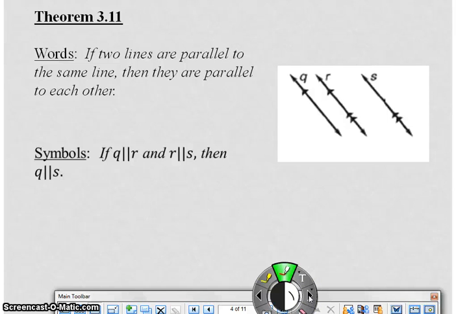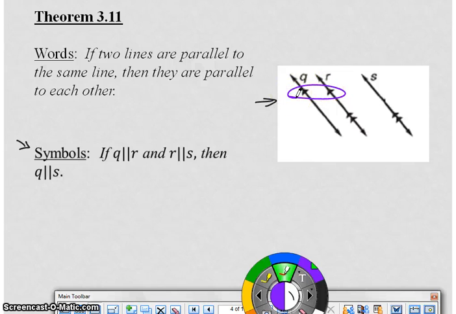Theorem 3.11. If two lines are parallel to the same line, then they are parallel to each other. Okay, so right here again, the symbols deal directly with this diagram. You have two lines that are parallel, Q and R. You can tell because they have those thick black arrows right there. And then you also have R and S parallel. Okay, so think about that for a second.